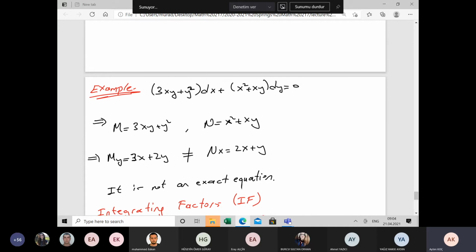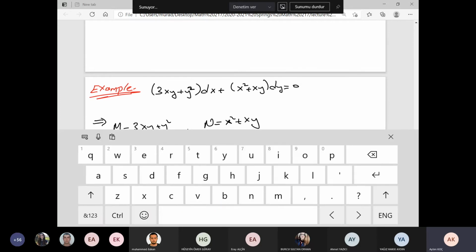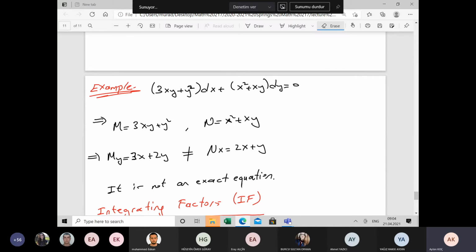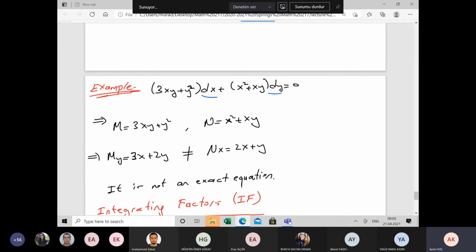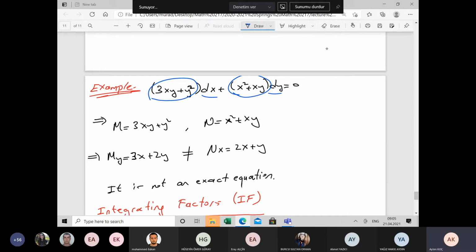One more example. Look at this one. First of all, solve this equation, for example. First of all, identify this equation. This equation is a first order differential equation, because it contains dy over dx only, highest order first order. It is not linear, because the coefficients contain x and y. And also it is not separable. Maybe this one is exact. Let's check whether it is exact or not.